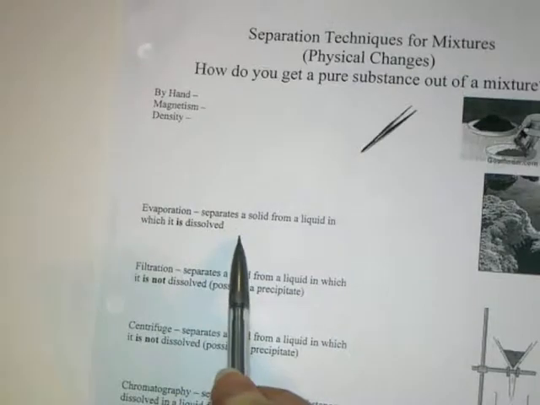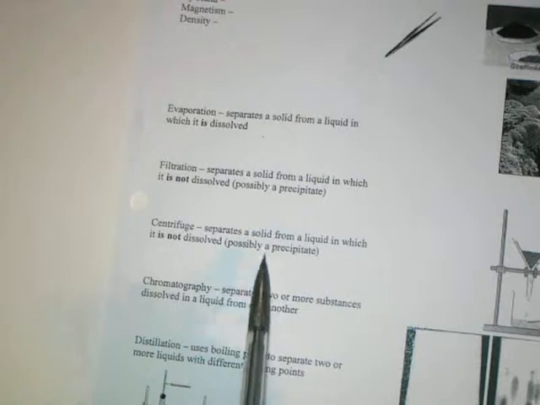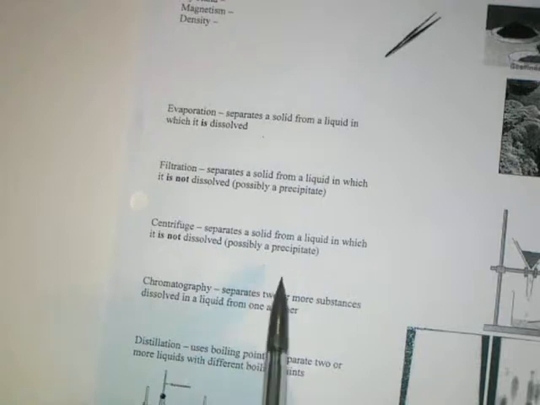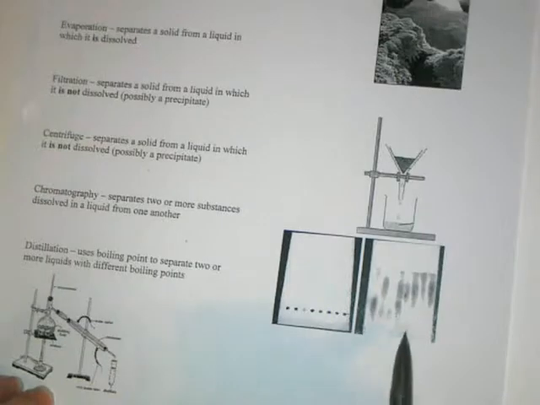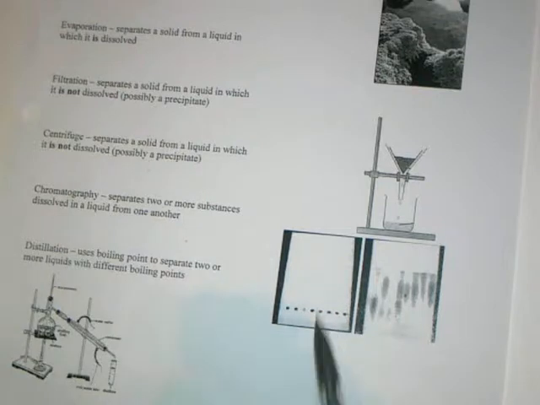Evaporating. If we have Kool-Aid, we could drive away the water, so we're separating based upon boiling point. A centrifuge utilizes centrifugal force to separate substances based upon their different masses. Chromatography, remember who stole Mr. Mole? That is separating components based upon their different amounts of attraction to the paper or the solvent running through.